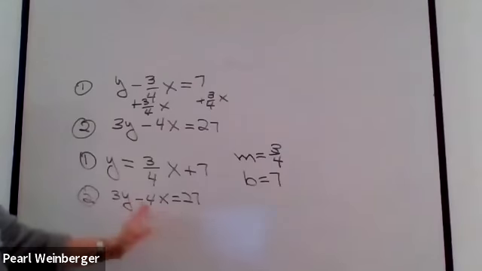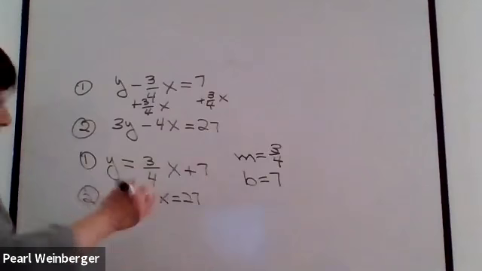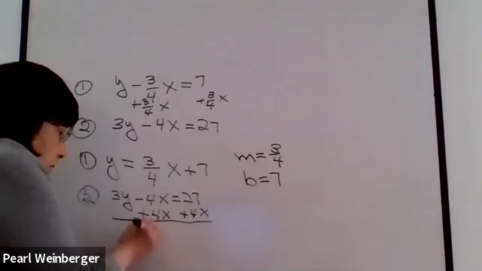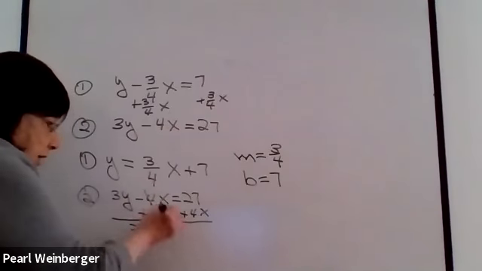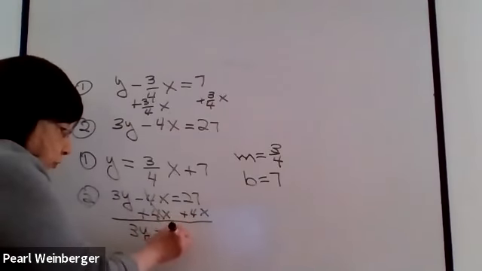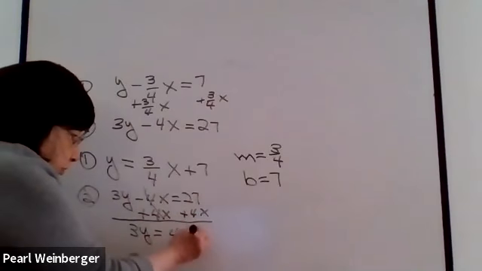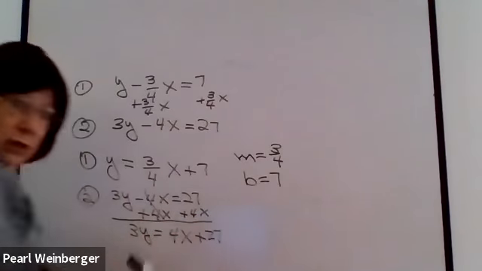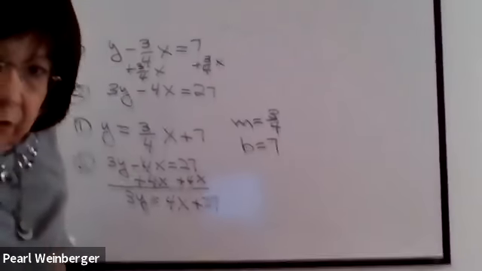Subtract 3 on both sides. No, add 4. We want to add the 4x because we want to leave the y here. We want to get the x to the other side. So I'm adding 4x to both sides. And that gives me 3y, okay, this cancels out, equals 4x plus 27. Can you see it? Okay.